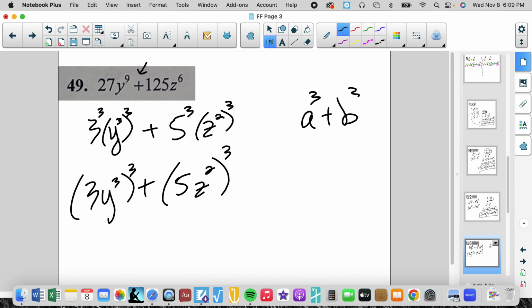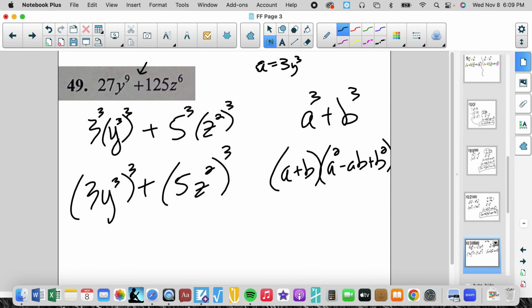So, when you have a cubed plus b cubed, that's the sum of cubes, you're going to get a plus b times the quantity a squared minus ab plus b squared. So this is the sign that changes. Everything else is going to be the same. So my a is 3y cubed. My b is going to be 5z squared.